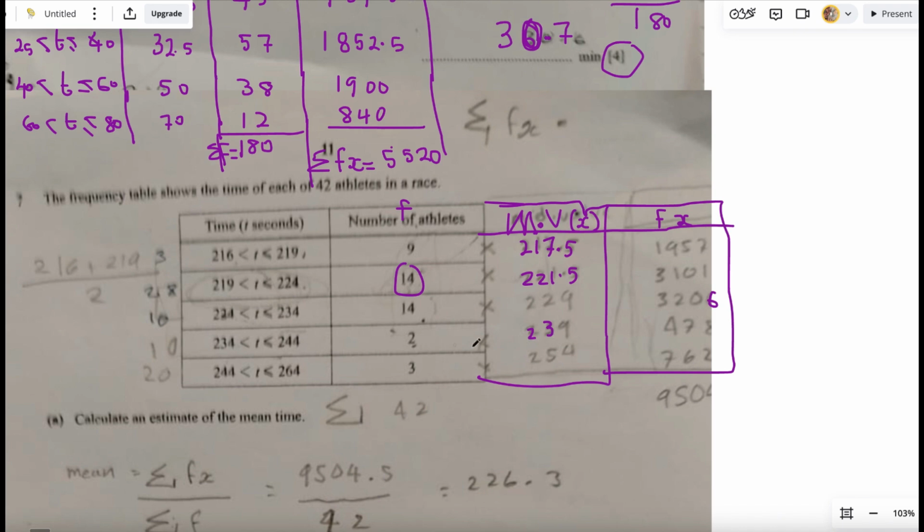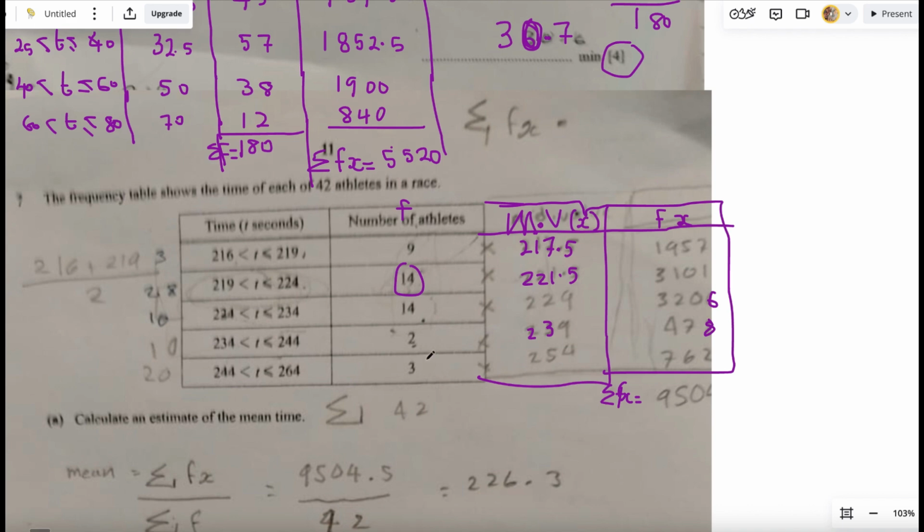Then the next one is 2 times 239. We get 478. Then the last one, 3 times 254. We get 762. Then the next is to add all these, sigma f of x. Add all these f of x numbers together. What do we get? We add all of them together. We get 9,000.